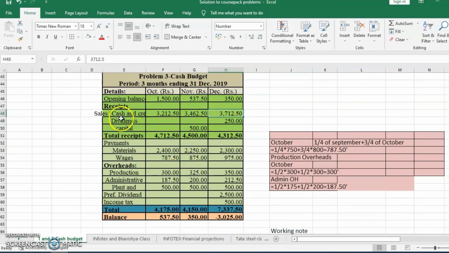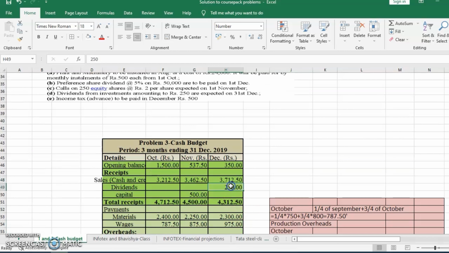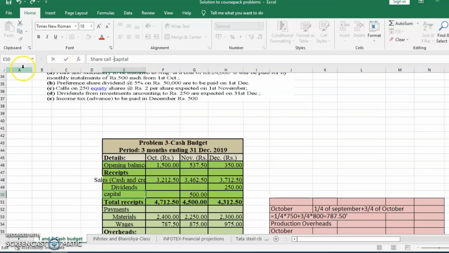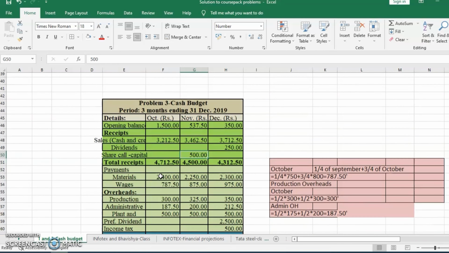Yeah, and you have a dividend that you shall receive, which I told you, no, you have a dividend of rupees 250 that is expected in the month of December. That is what is this. And out of the calls you have, say this is call amount, right? So share call amount. So you are receiving calls on 250 equity shares at the rate of 2 per share, and that is what has been taken in the month of November. So whatever is the receipt I've taken over here, and same way payments.